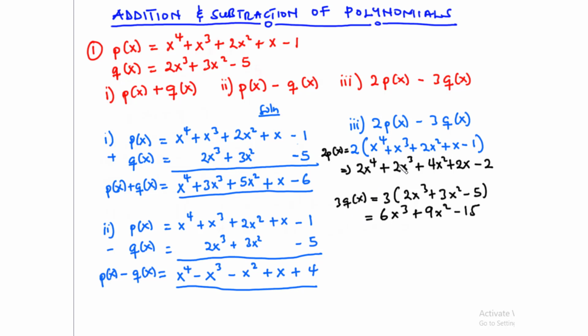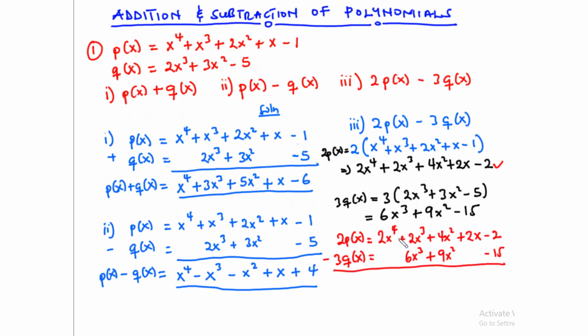Now let's subtract the two polynomials. So 2p of x is equal to 2x exponent 4 plus 2x cubed plus 4x squared plus 2x minus 2, minus 3k of x, which is equal to 6x cubed plus 9x squared minus 15.